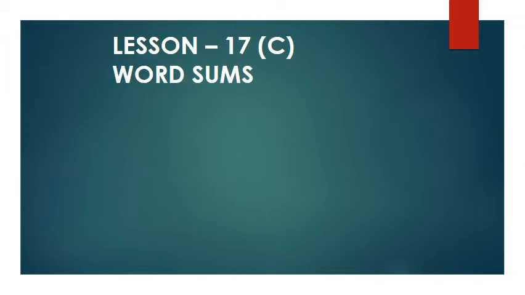Children, you have learned how to find out the area and perimeter of a rectangle and a square. So now let's do word sums based on the area and perimeter of rectangle and square. So let's come to exercise 17C.